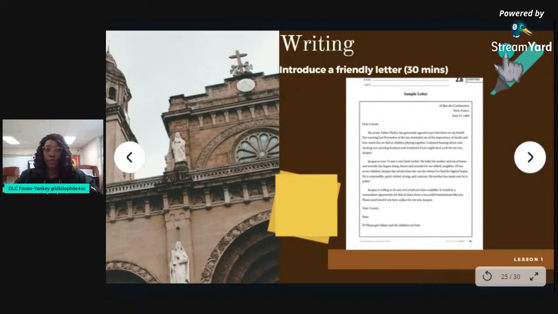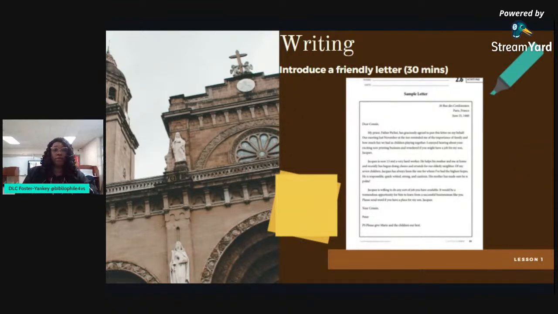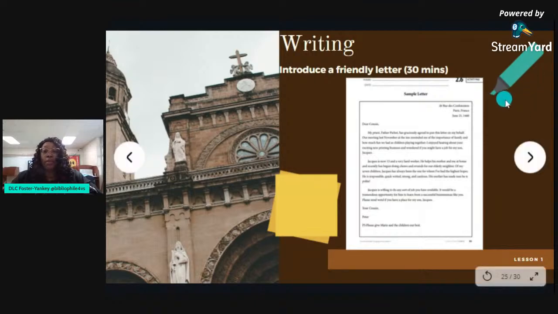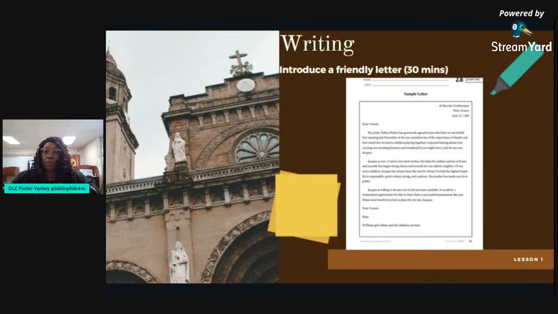Okay, which brings us to writing. So in writing, they're going to be working on a friendly letter for 30 minutes. They're going to be reading a friendly letter for 30 minutes. The teacher is going to tell students they will read and study a friendly letter and write their own letters later. The teacher will direct students to the sample letter anchor chart, which is on activity page 2.6.